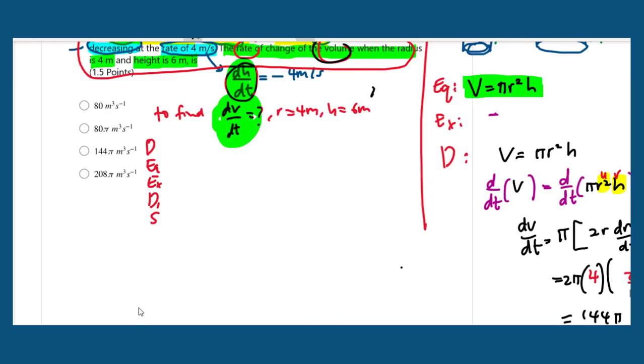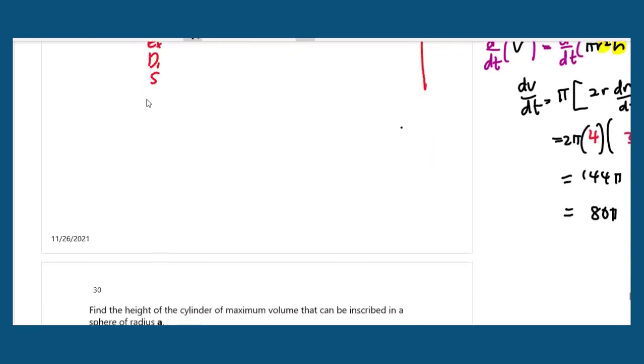Okay, answer is 80 pi meter cube per second. So this is the answer. For number 29.